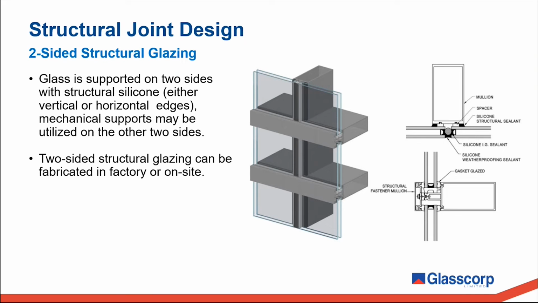Another common system used is two-sided structural glazing. This is where two of the four sides of the glass are supported by structural silicone, with the other two sides being either mechanically supported or not structurally supported by a frame. Two-sided structural glazing systems are either fabricated in factory or on site.